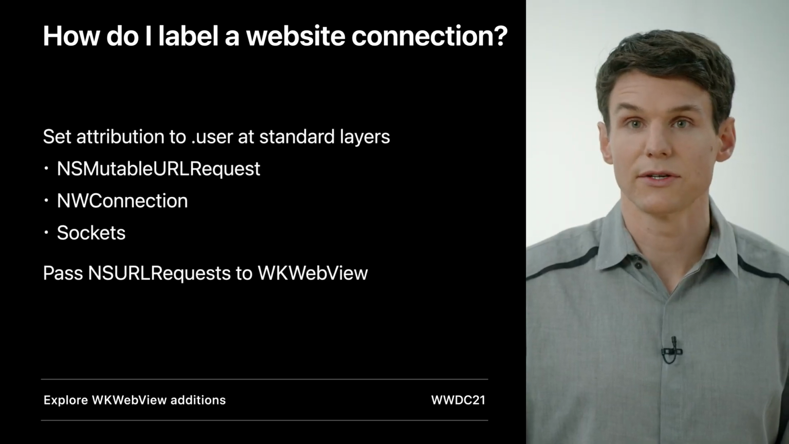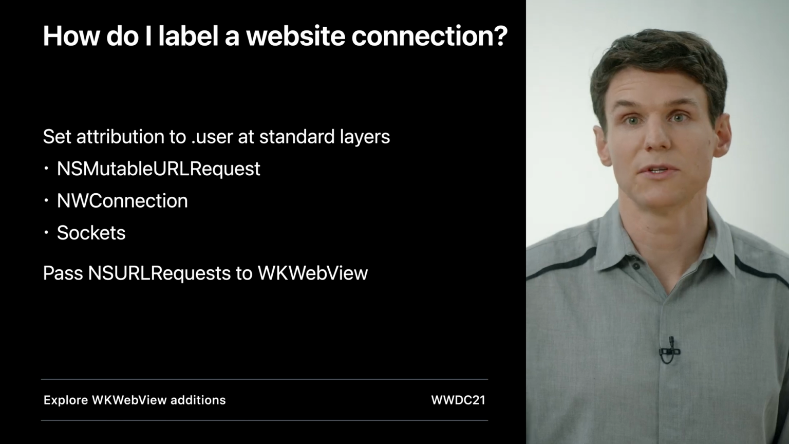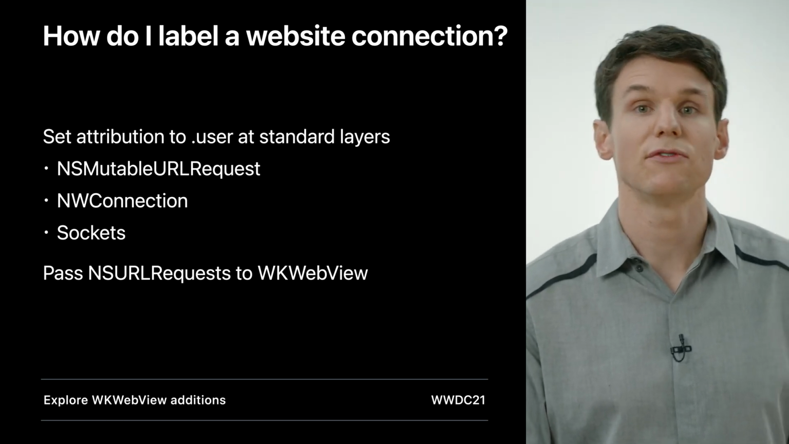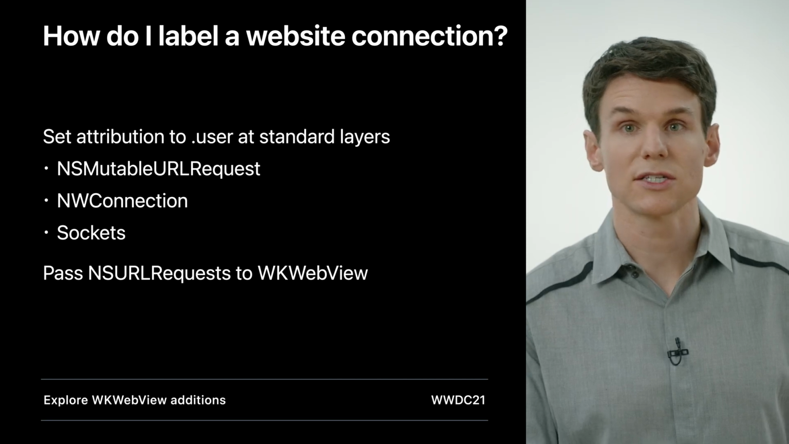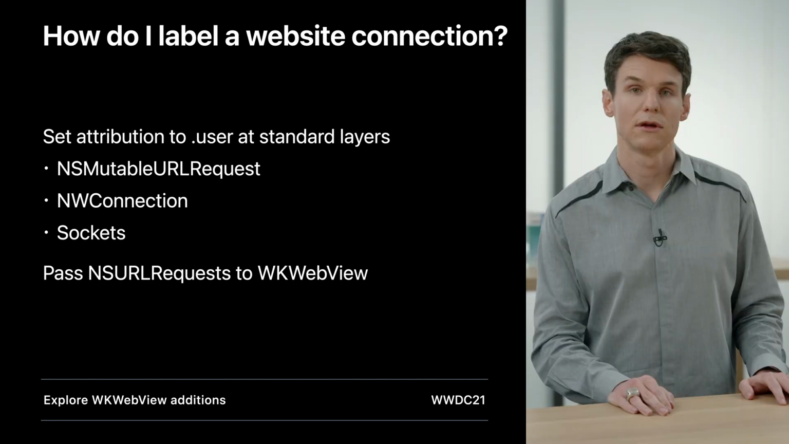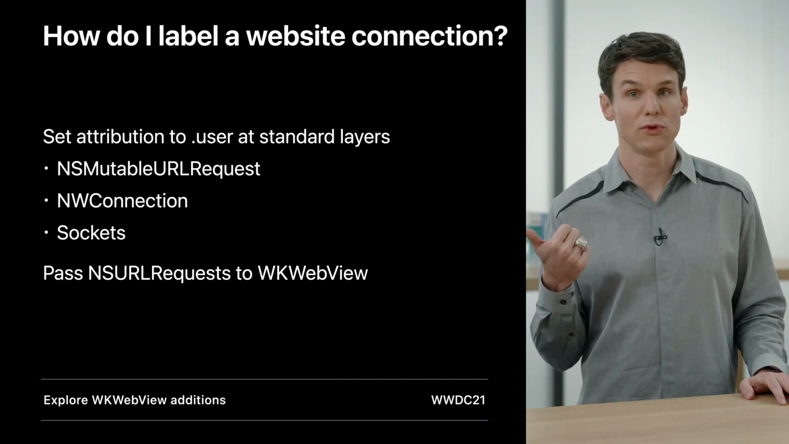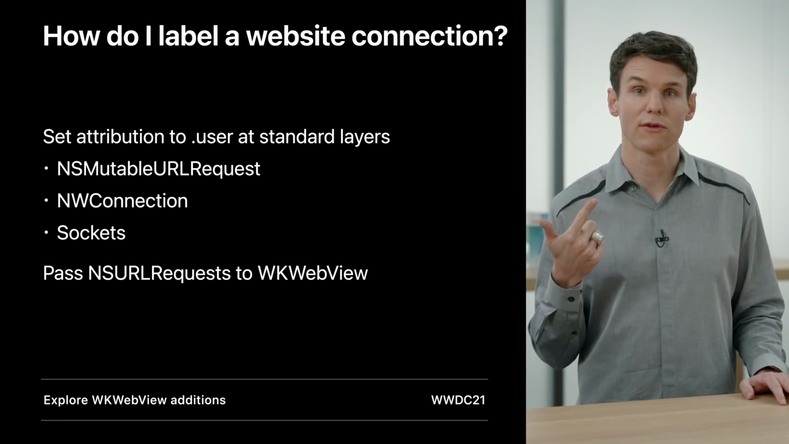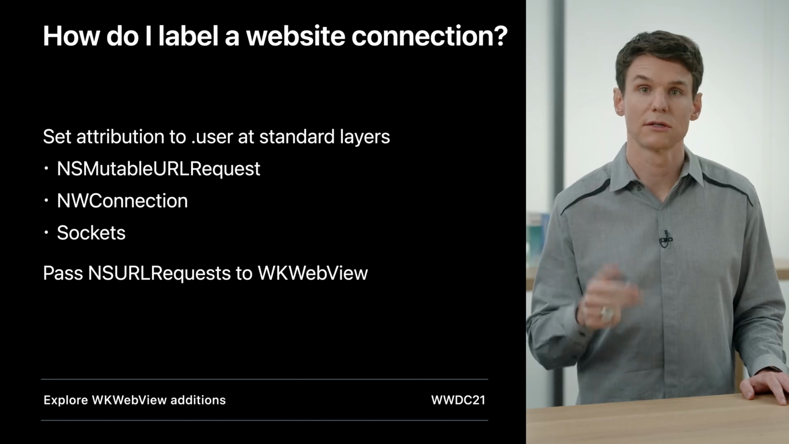At standard layers, we've added an attribution enum to manually tag a connection. You'll need to specify user. If you don't specify, connections will be marked as app traffic. This enum exists in NSMutableURLRequest, where you'll want to supply the main document URL, an NWConnection in the Network framework, and sockets.